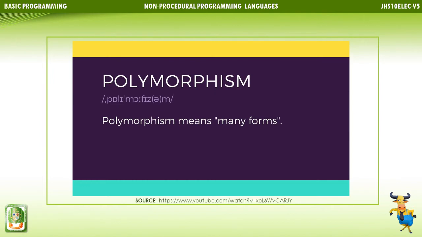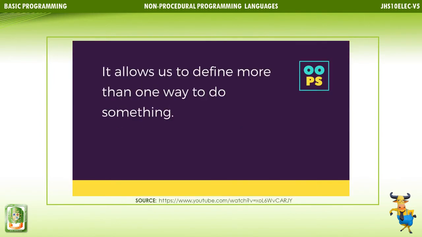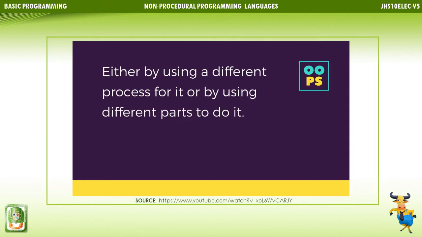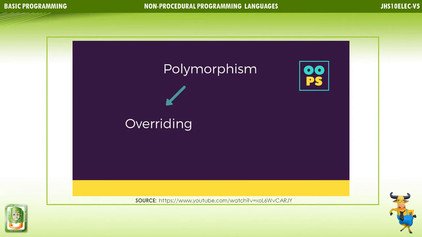Last but not least, polymorphism. Polymorphism is a concept which allows us to redefine the way something works by either changing how it is done or by changing the parts using which it is done. Both the ways have different terms for them. One is called overriding and the other one is called overloading. So let's see what overloading and overriding mean.